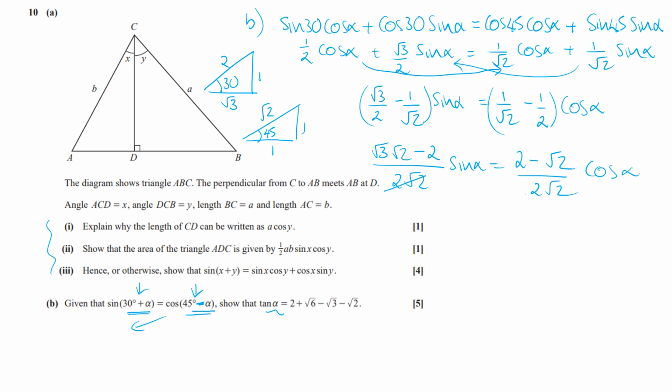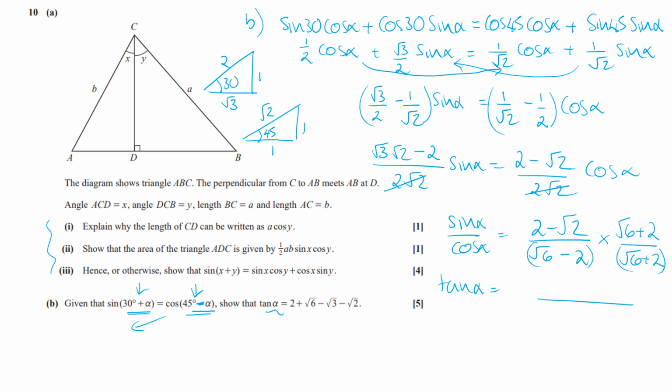The 2 root 2's can cancel on both sides, and then we can have sine alpha over cos alpha is going to be 2 minus root 2 over root 3 root 2 minus 2, which we can write as root 6 minus 2. And now we've got sine over cos, which is tan alpha. And all we need to do is rationalize the denominator. So that would be root 6 plus 2 over root 6 plus 2.